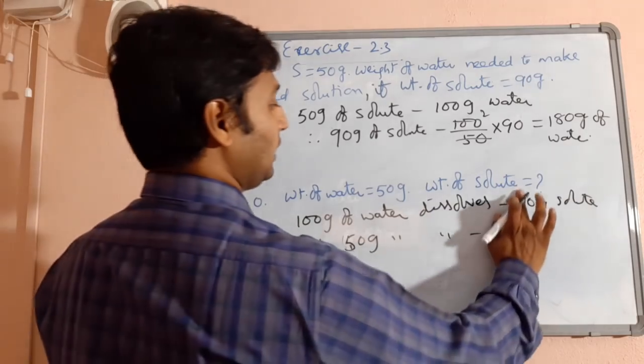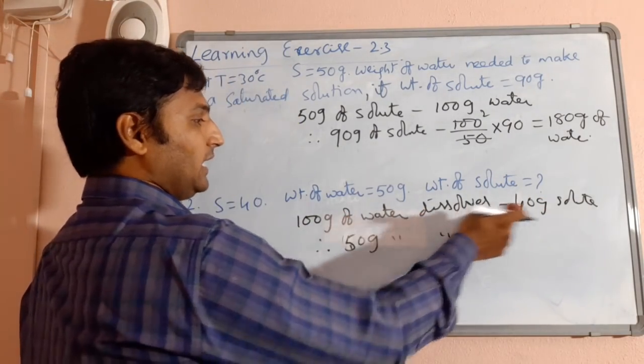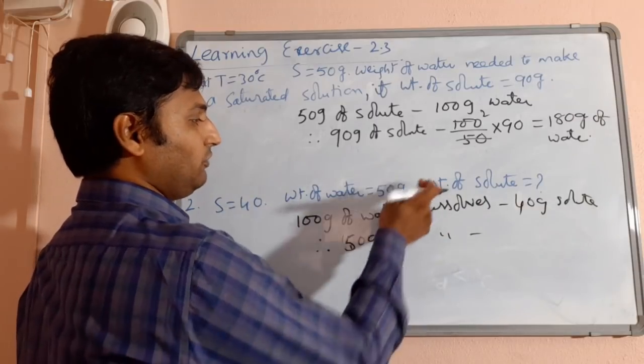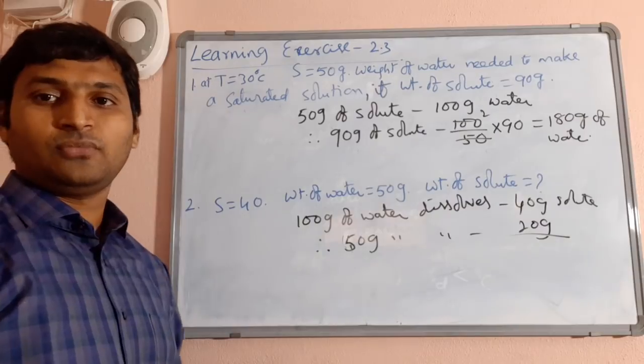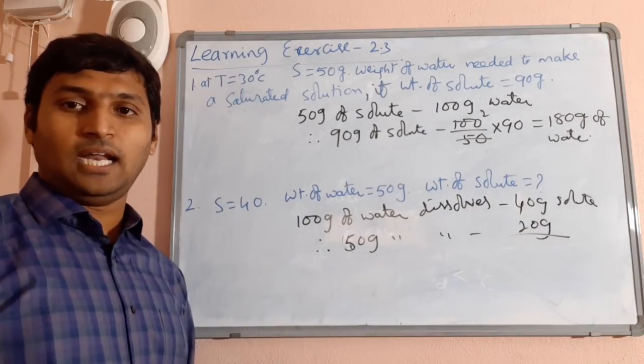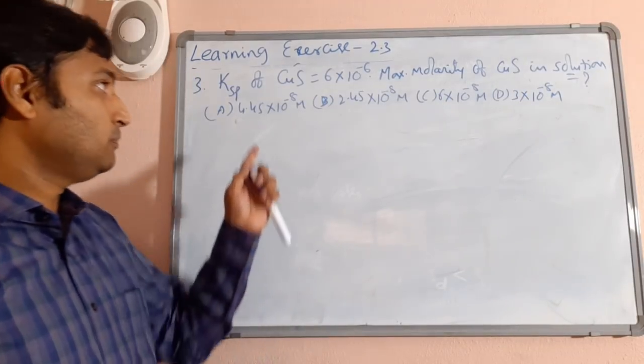Solubility is 40, they said, right? Sorry, solubility is 40. So 100 grams of water can dissolve 40 grams of solute. Therefore 50 grams of water can dissolve 20 grams of solute. That is question number 2 of learning exercise 2.3. Now look at the third question.